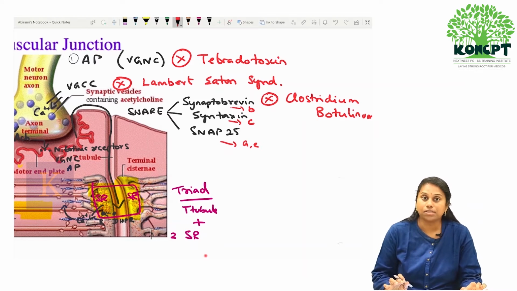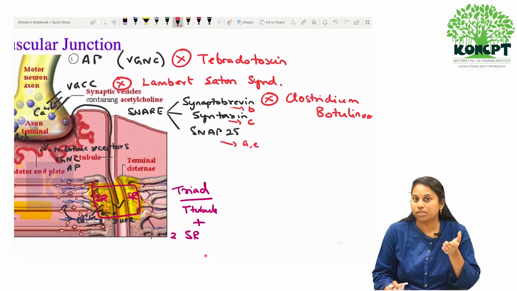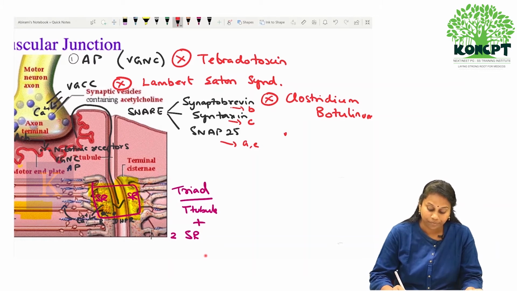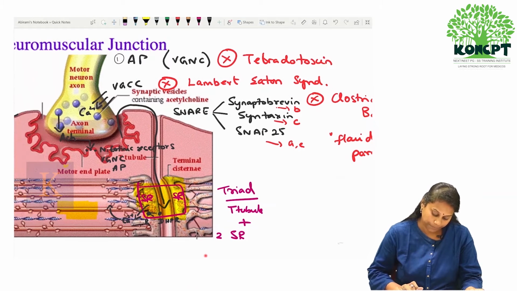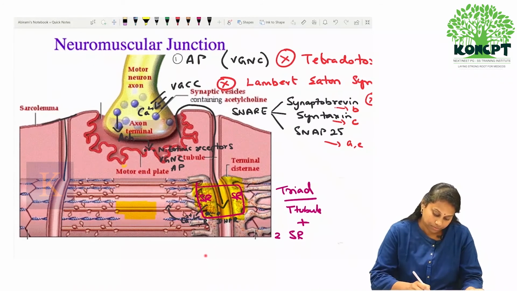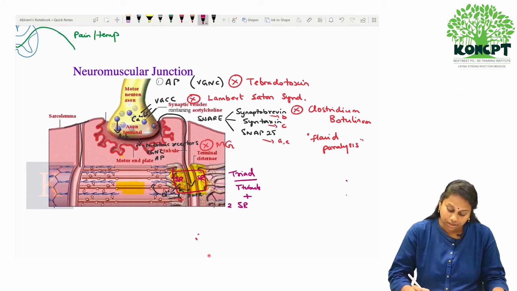See, when snare proteins are damaged, the vesicle cannot move towards the membrane, and acetylcholine cannot be released. When acetylcholine is not released, what kind of paralysis does it cause? Yes, it causes flaccid paralysis. Clostridium botulinum causes flaccid paralysis.